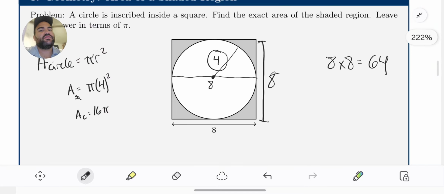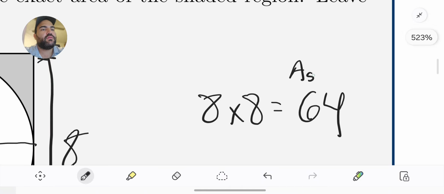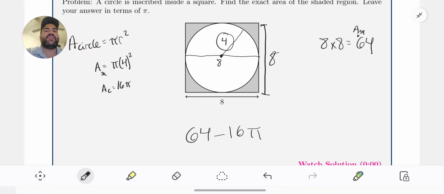So like I said, square minus circle. This was the area of the square. So 64, that's the square, minus the circle, 16 pi. They did want us to leave it as that. See how they said leave your answers in terms of pi? That's it. You can't really make that look any better.